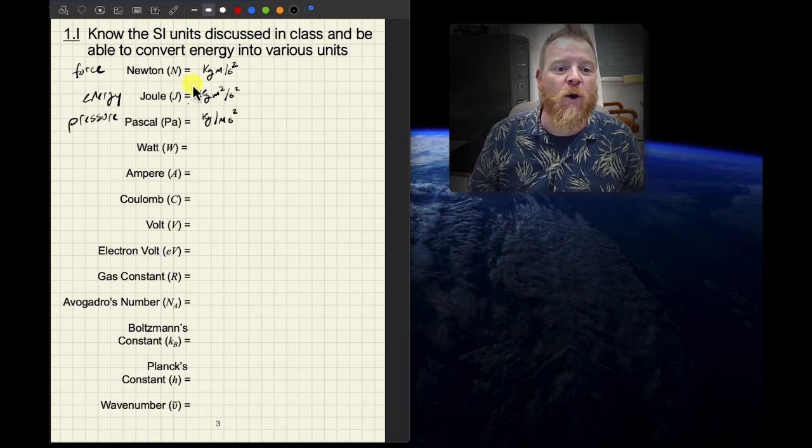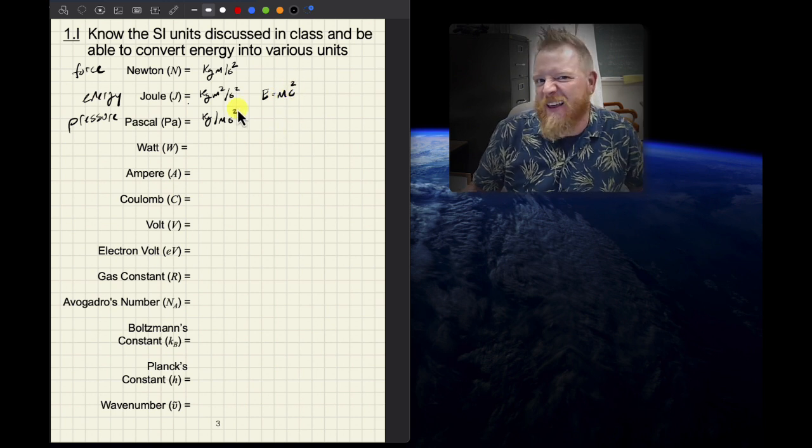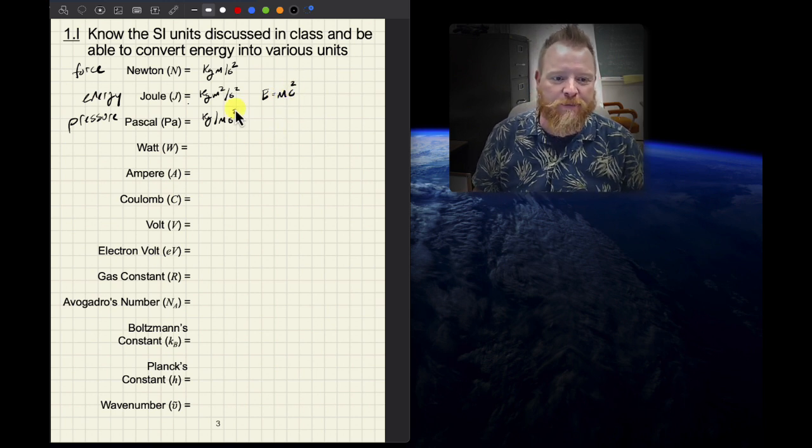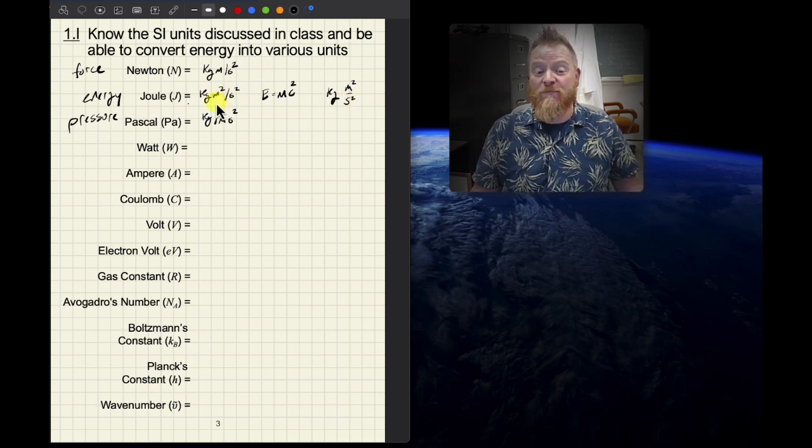I'm going to demonstrate an easy way to remember these top three. I always remember E equals mc squared for energy. I think that's a pretty easy thing to remember. If we use our standard unit for mass, which is the kilogram, and our standard unit for speed, which is meters per second, squared, you can see we arrive at the correct unit.